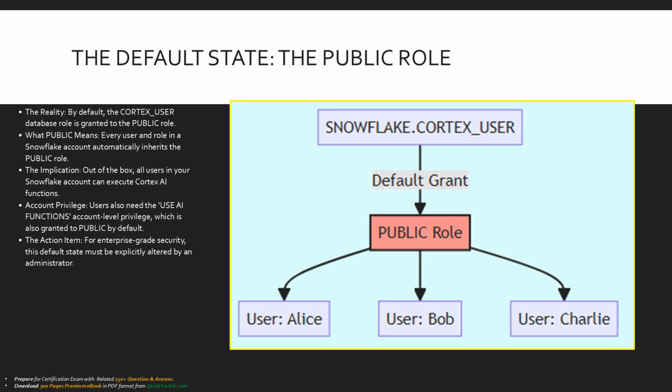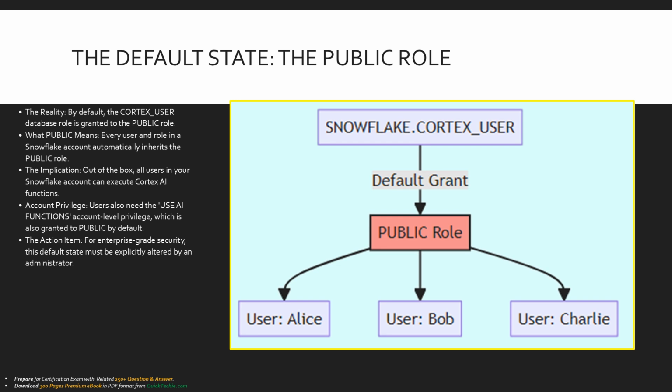Here is a crucial piece of knowledge that catches many architects off guard. Out of the box, Snowflake wants to make it easy for you to try AI. Therefore, the primary database role that grants access to Cortex AI, called Cortex user, is granted to the public role by default. Because every single user and role in your Snowflake account automatically inherits the public role, this means everyone has access to AI functions on day one.